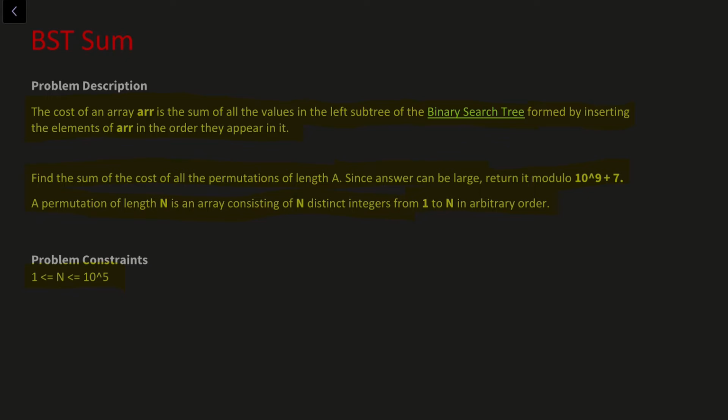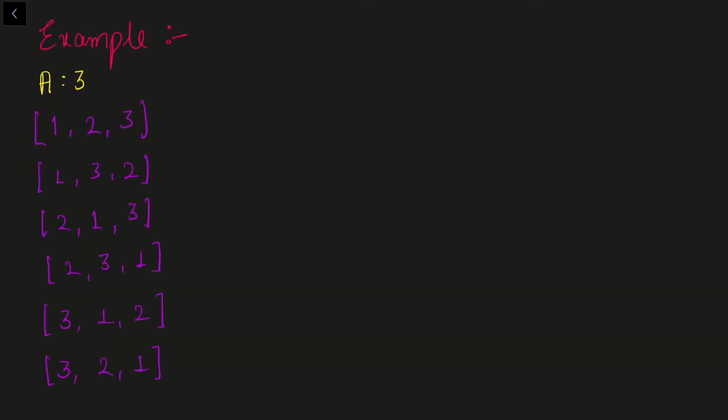Now let us discuss the problem with an example. We are given A as 3. That means we have an array of length 3 which has elements from 1 to 3, right? So all the elements are 1, 2 and 3. Now the permutations we can make out of these 3 elements are this one, this one, this one, this one, this one, this one. These are all the valid permutations we can make. Okay. Now we need to create binary search trees out of all these permutations. So let's do that now.